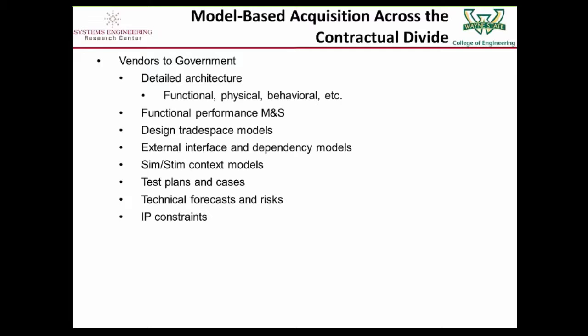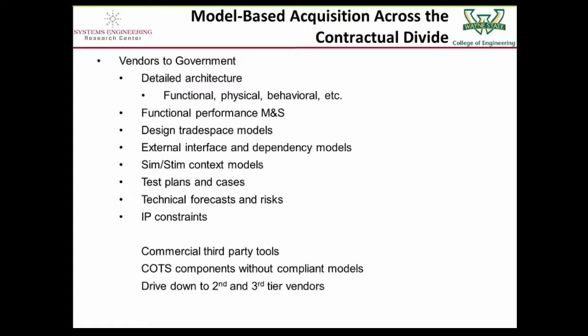Moving on to chart 15, just looking at from the vendors to the government, what should we be asking for from the vendors? Detailed architectures on multiple dimensions. The M&S used to evaluate functional performance, to design trade space models, and the external interface and dependency models. SimStim, simulate and stimulate, is a strategy in testing systems and testing prototypes where there's a context model, and those are things that need to be delivered. And certainly IP constraints need to be identified because that's where model encapsulation is.